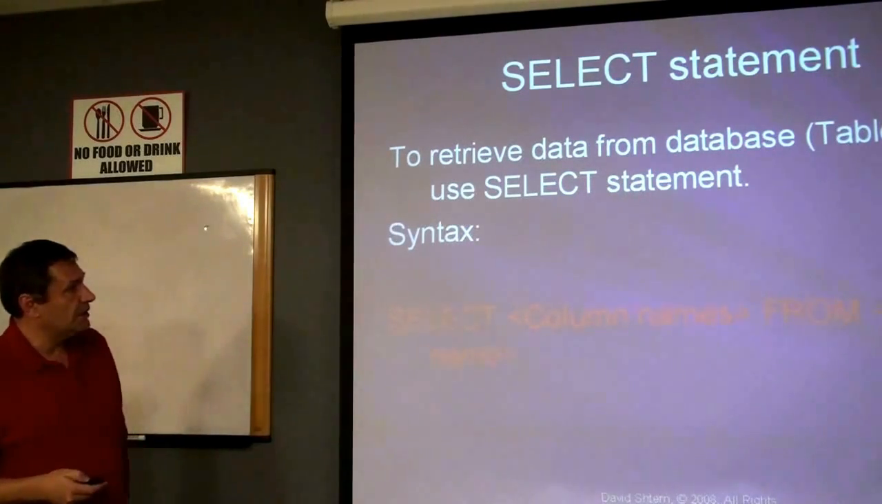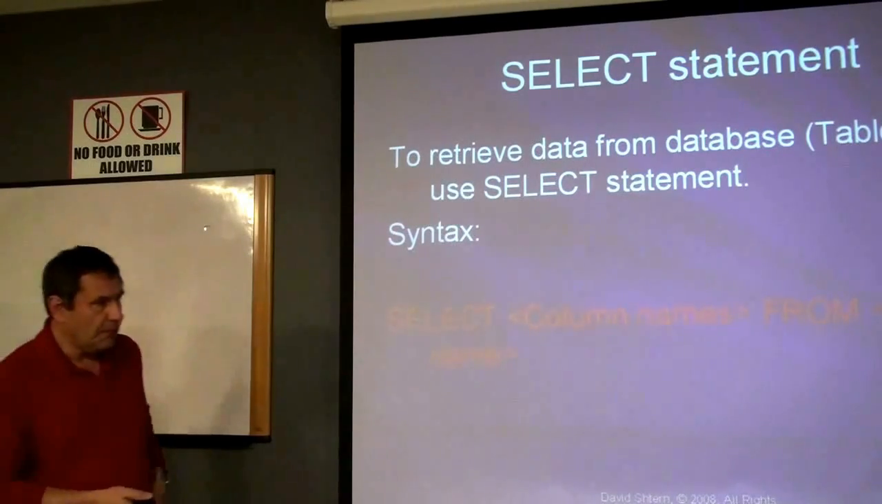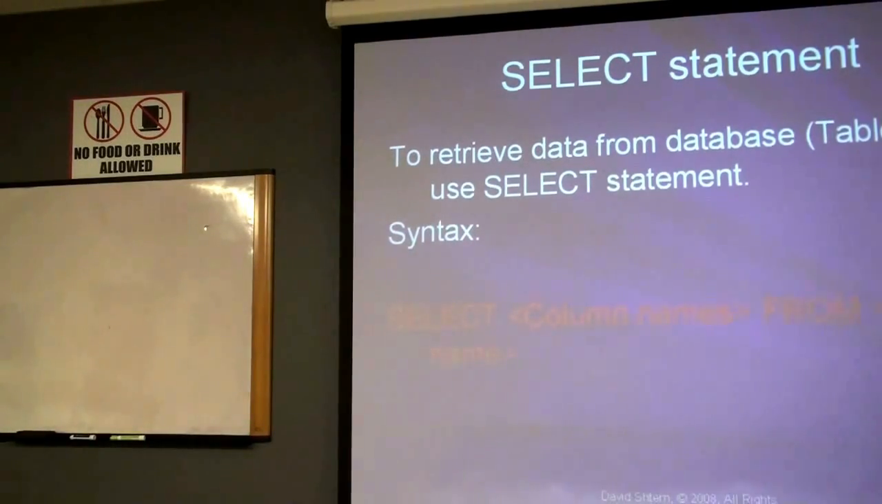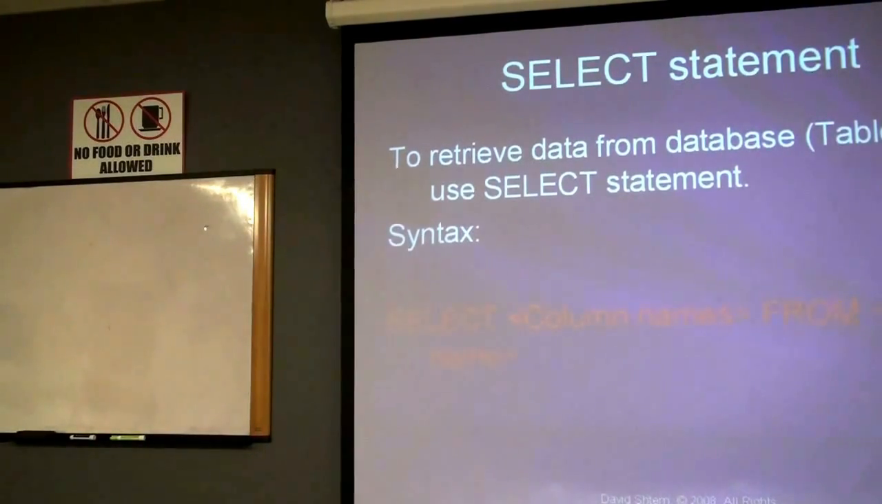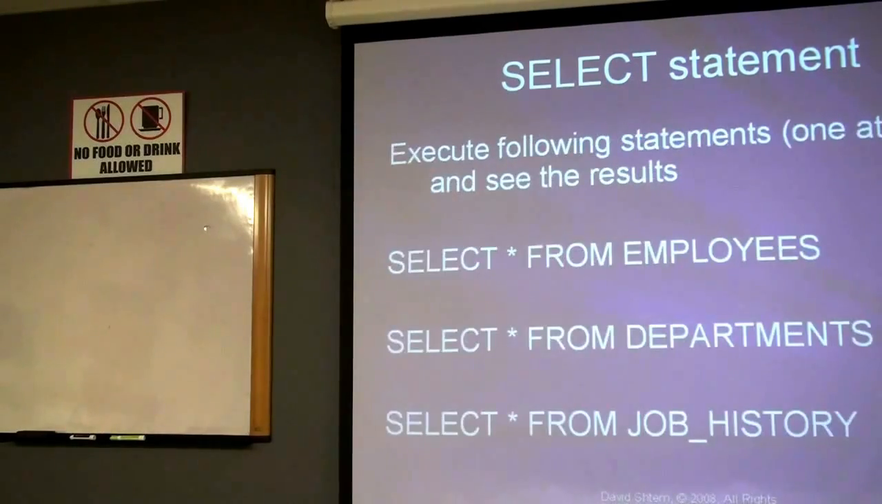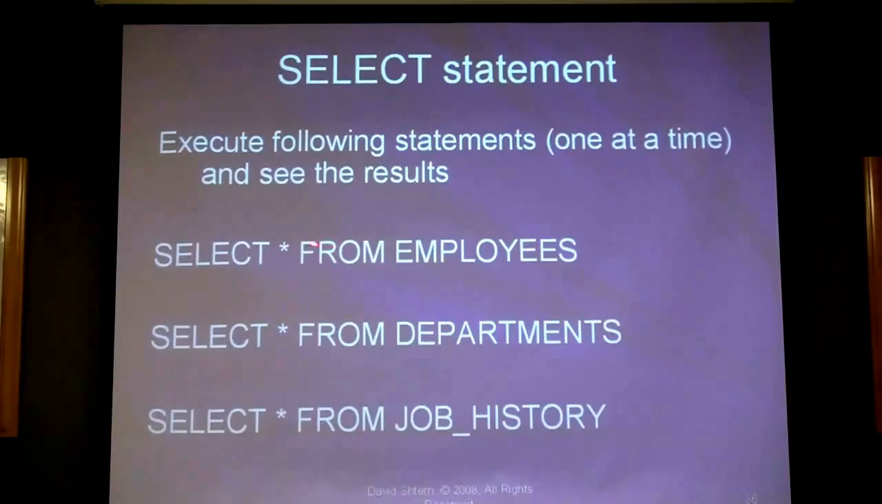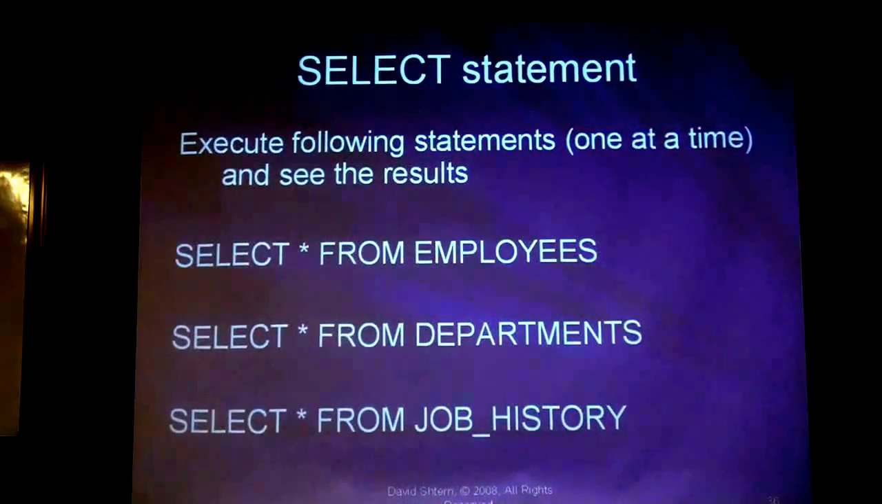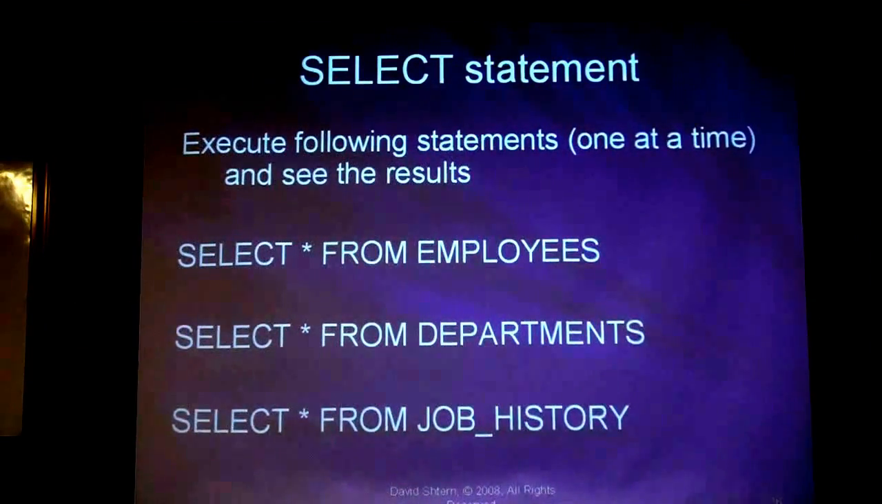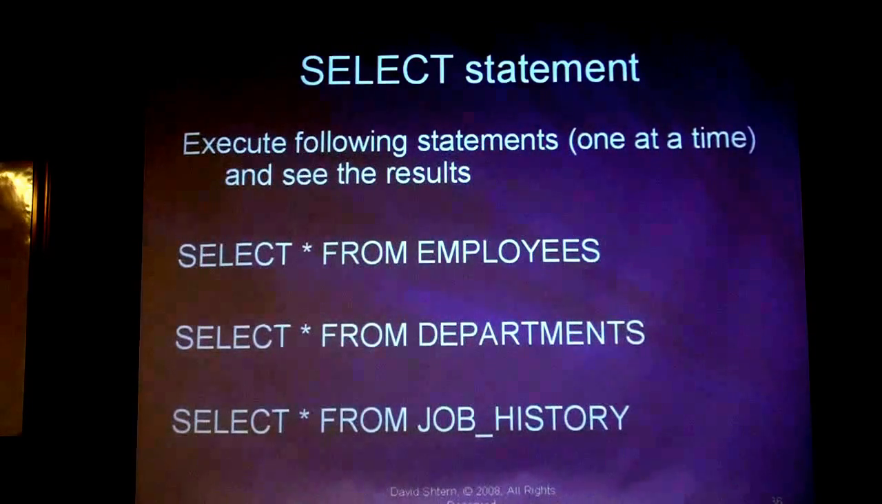We did many examples in the previous class. Like this, we selected everything from employees. Star means select all fields and all records. Essentially, we retrieved the whole table and saw the whole table listed. With the tables employees, departments and job history, we queried these database tables and retrieved information.